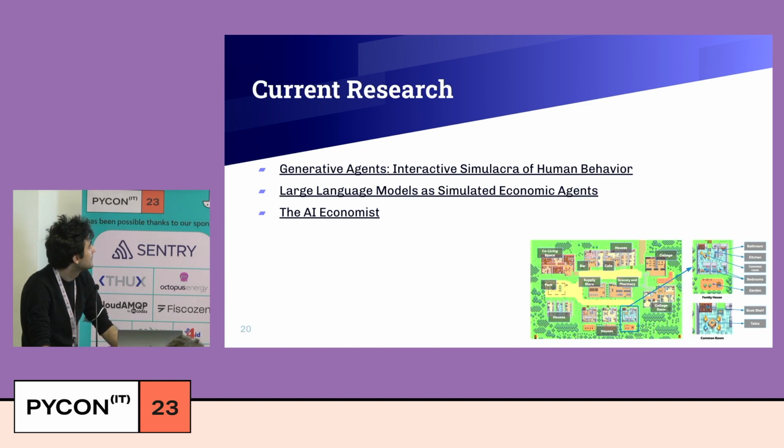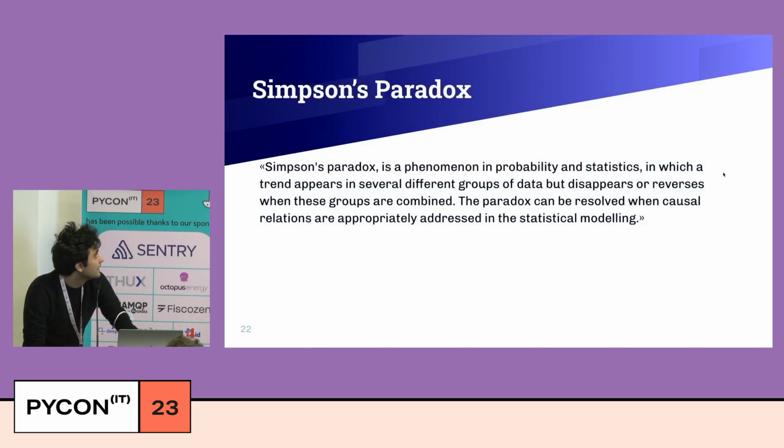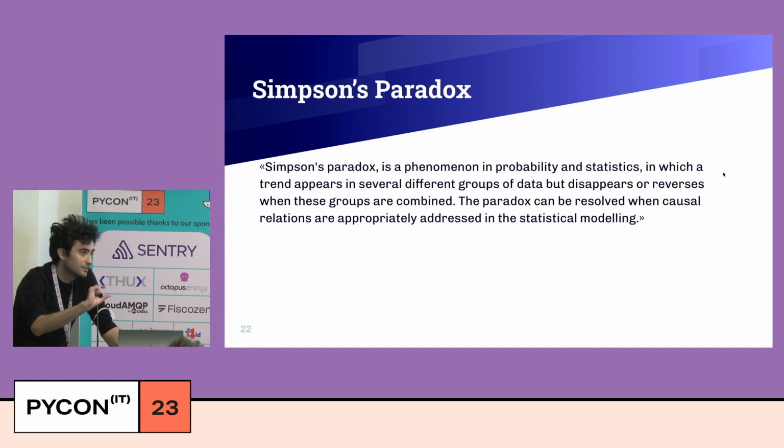And then going forward, the second paradox I wanted to introduce today is the Simpson paradox. In this case, the Simpson paradox is a phenomenon in probability and statistics where a trend appears in several different subgroups of data, but disappears or completely reverses when you look at the sample in its whole totality. And this is really interesting because that means you can get things that you completely don't expect.